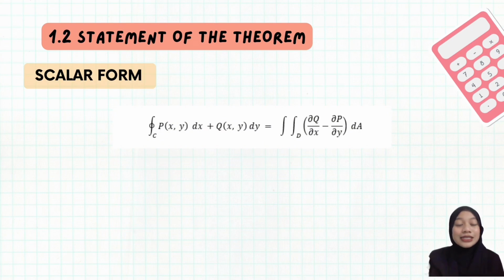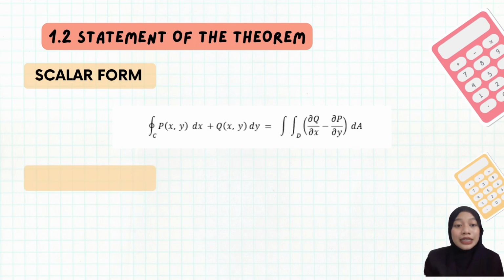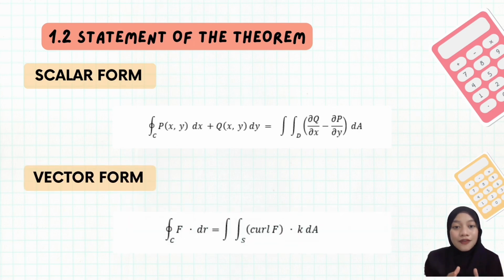So next, let's go to the vector form. Here we define a vector field F as P, Q, or F equals the vector PQ. The theorem connects the circulation of this field around the curve C to the flux of its curl through region D. So, as shown below, the line integral around curve C of F dot dr equals the double integral over region D of curl F dot k dA.